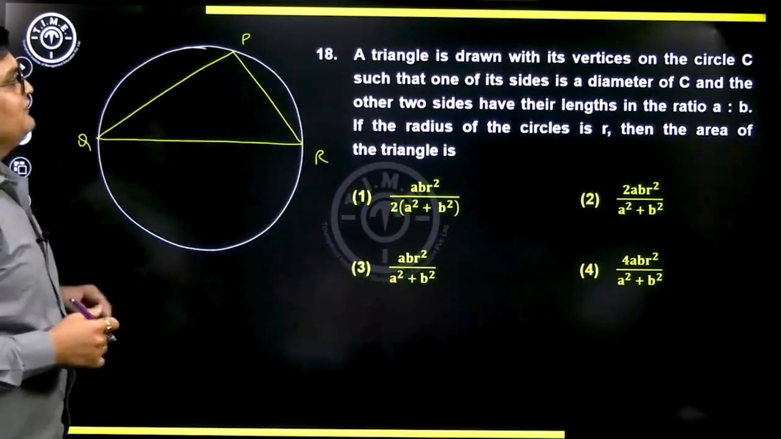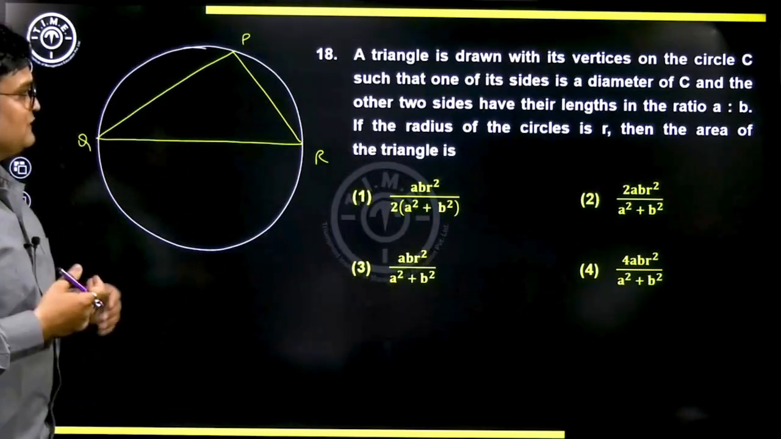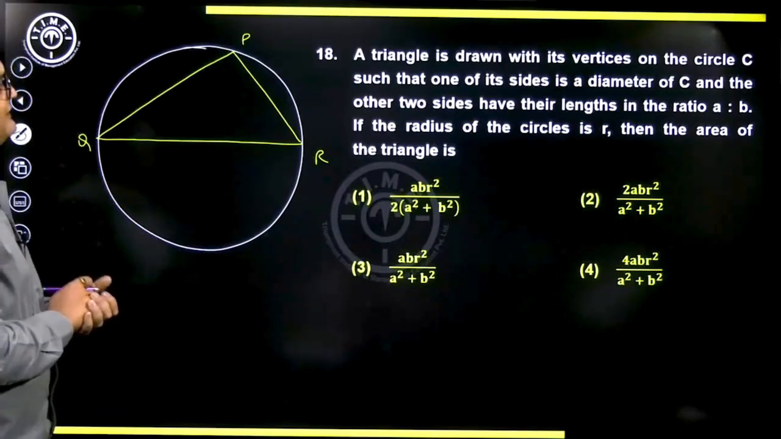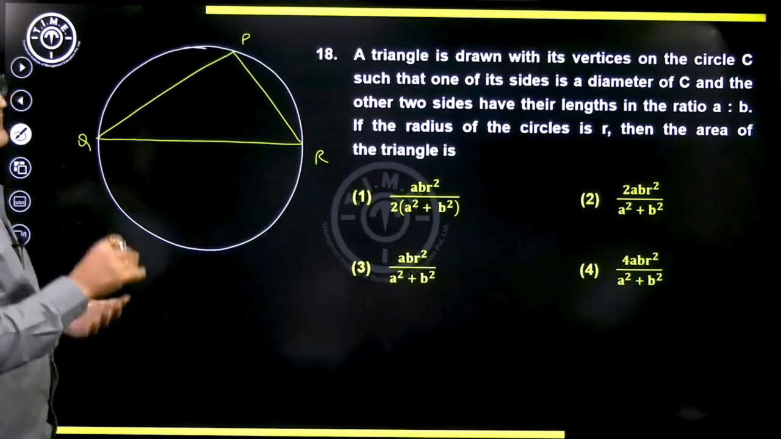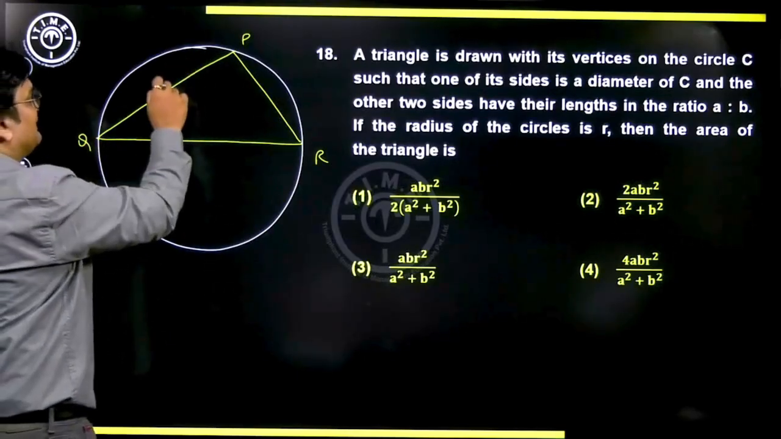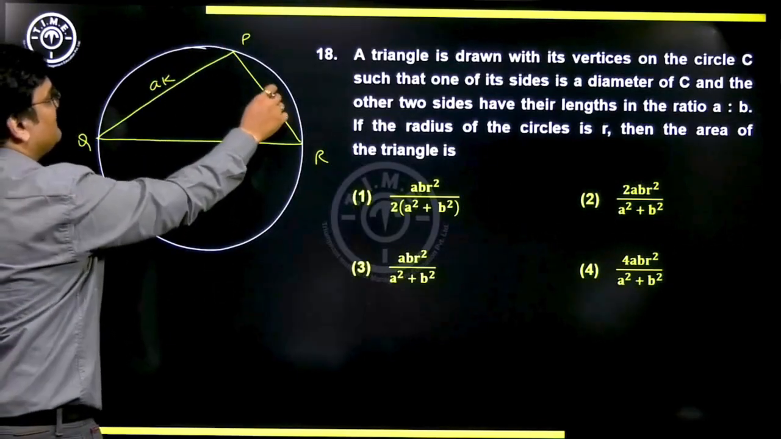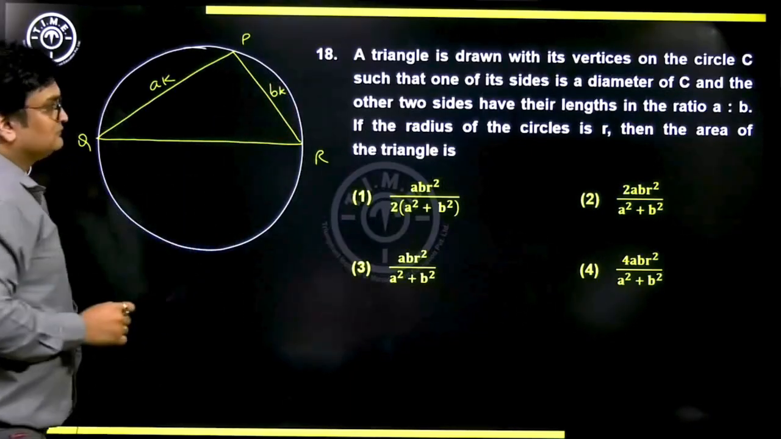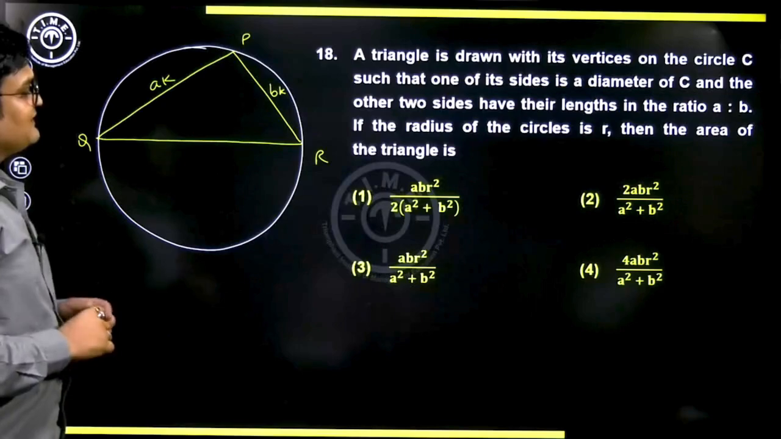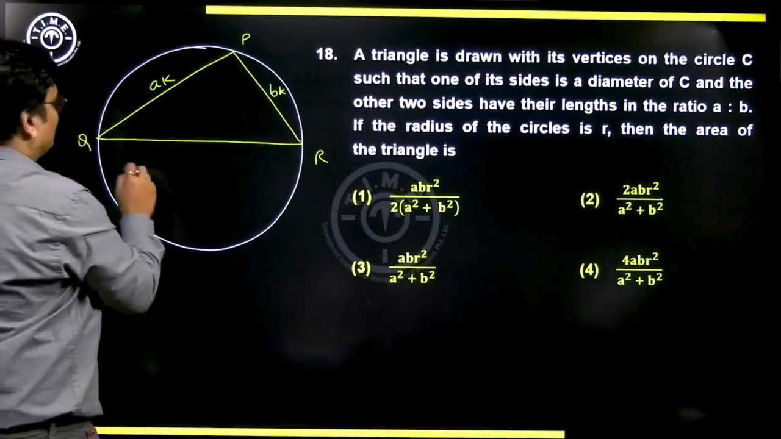A triangle is drawn with its vertices on the circle C such that one of the sides is a diameter of C and the other two sides have their lengths in the ratio A:B. So suppose this is A parts, this will be B parts. If the radius of the circle is r, that means this QR, which is the diameter, will be 2r.